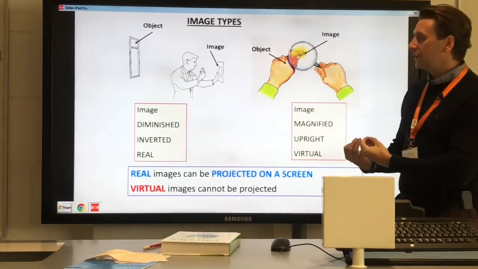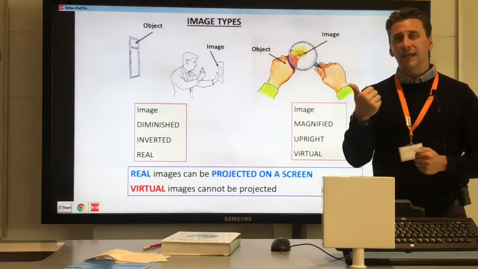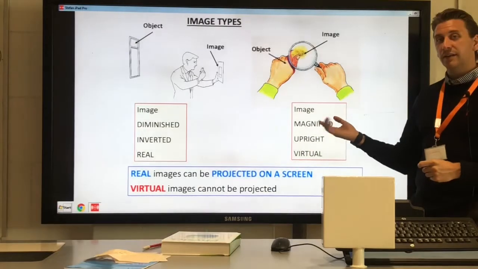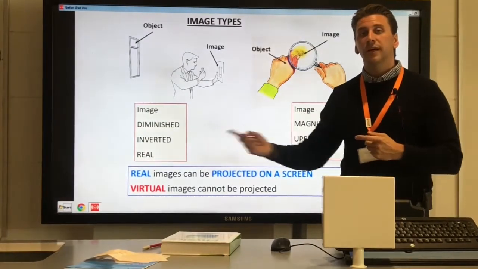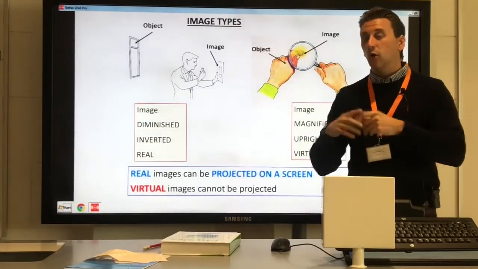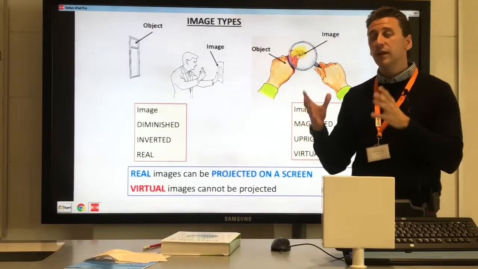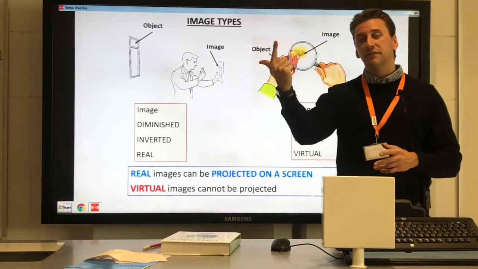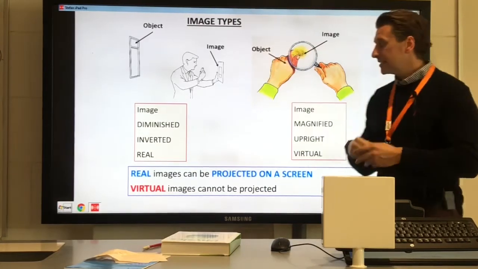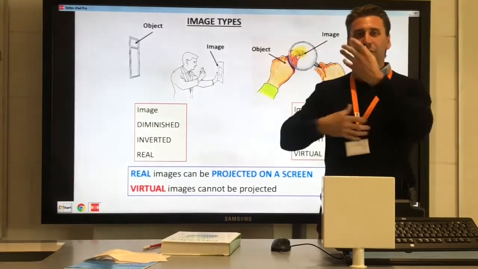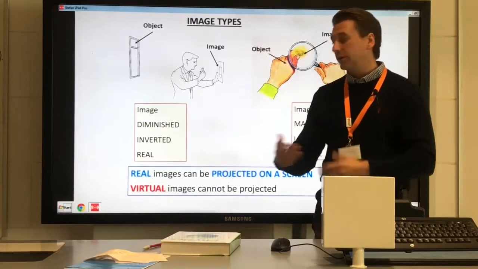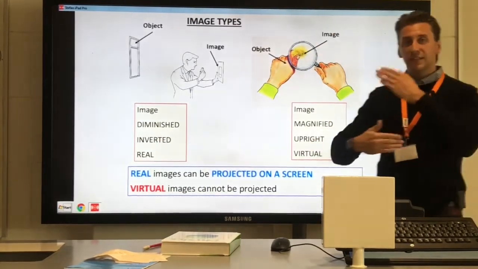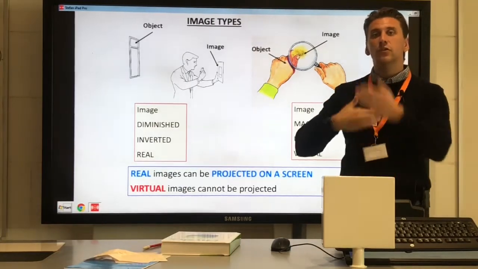And the first thing you have to ask yourself is, what's the size? Is it larger than the object? So is it magnified? Or is it smaller than the object, in which case is it diminished? Or is it the same size? Because you do get images which are exactly the same size as the object as well. So diminished, magnified, same size. The second thing you ask yourself is, is it the right way up or is it upside down? I.e., is it inverted or is it upright? So you ask yourself, is it upside down, is it inverted, or is it upright?